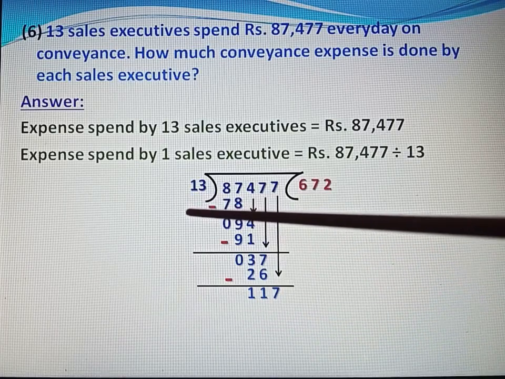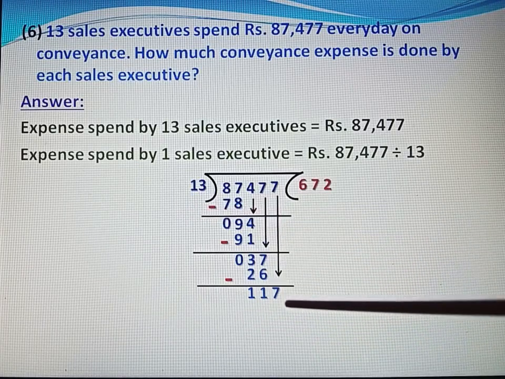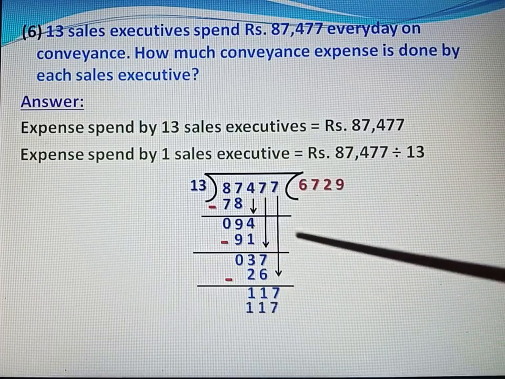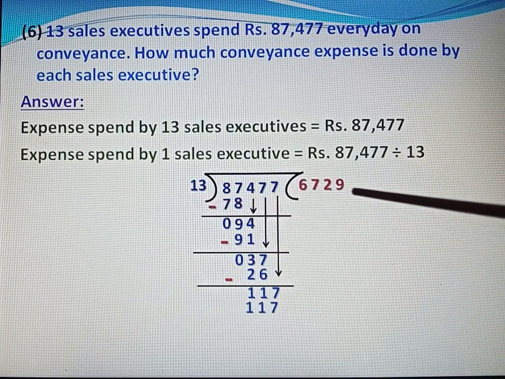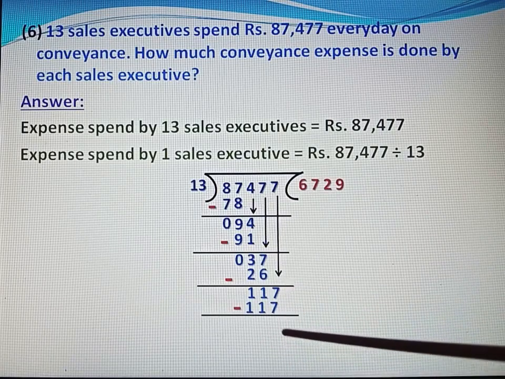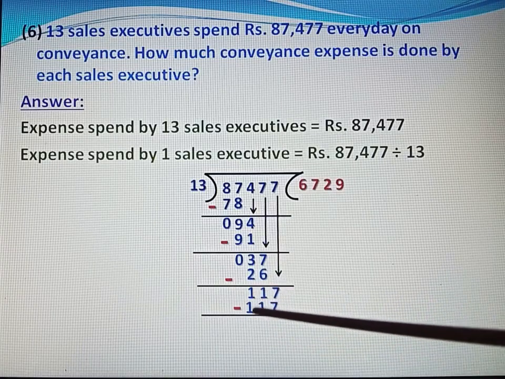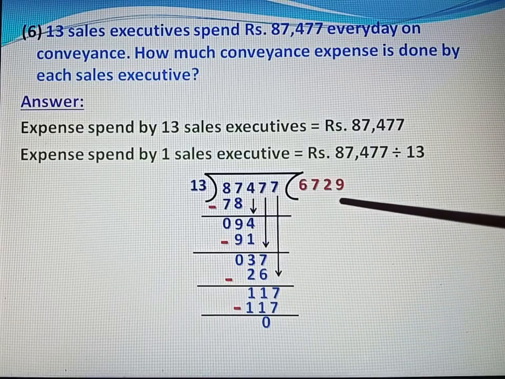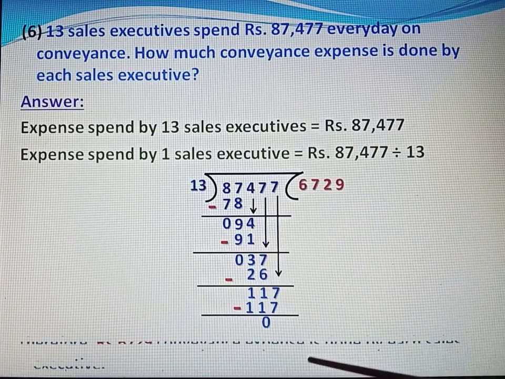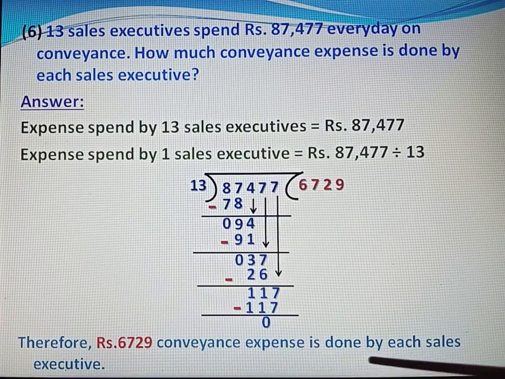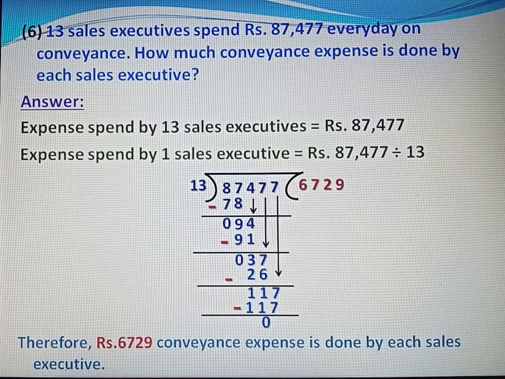Now again we will multiply 13 by that number so that it is equal to 117 or less than 117. It should not be greater than 117. So we will multiply 13 by 9. 13 multiplied by 9 equals 117. And then we will do subtraction. 7 minus 7 is 0. 1 minus 1 is 0. 1 minus 1 is 0. Hence the remainder is 0 and the quotient is 6729. Therefore, rupees 6729 conveyance expense is done by each sales executive.